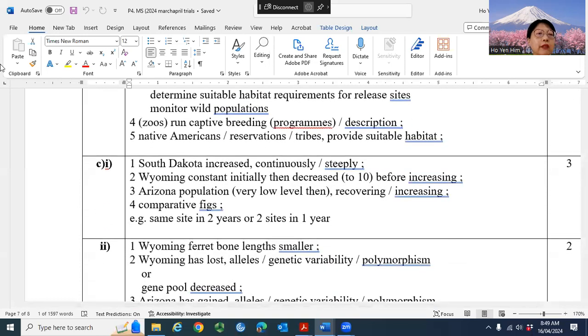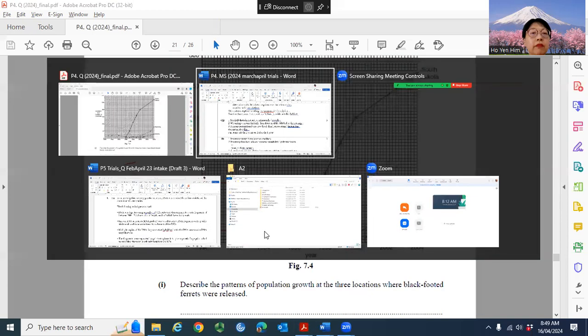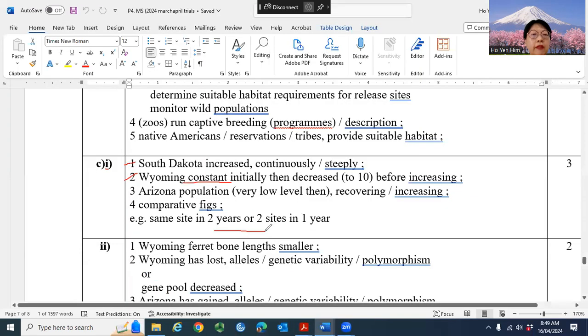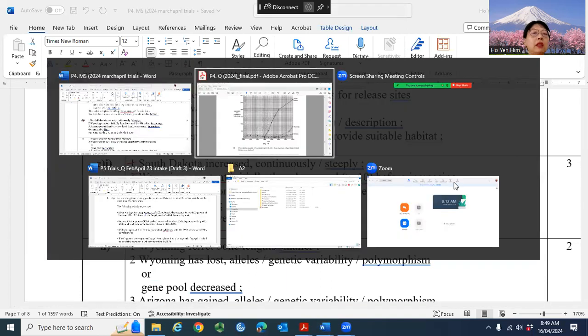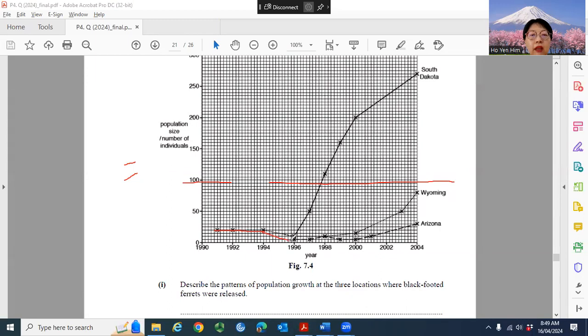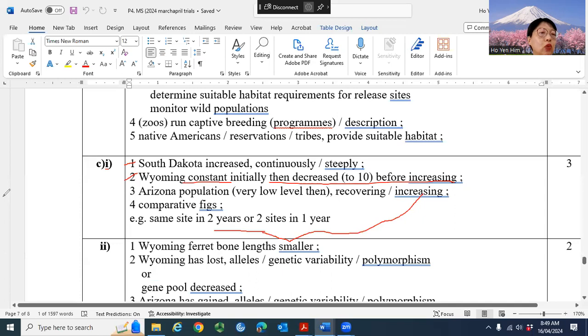So South Dakota is the first one. It increased steeply. Number 2, warming. Warming initially was constant, right? The curve didn't change. You see not? Initially here for the first few years it is constant. So you need to write it is constant, right? After constant, then it will decrease before increasing. So this is called the pattern. So it decreases before it starts to increase. So you need to describe the whole thing. Very few students do that. Very few. Maybe 1 or 2 only.